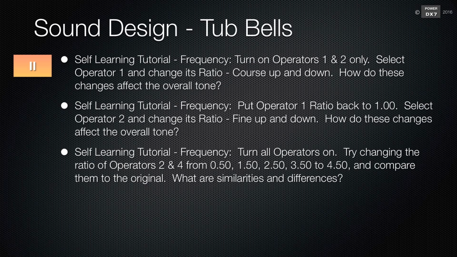Turn all operators on. Try changing the ratio of operators 2 and 4 from 0.50, 1.50, 2.50, 3.50 to 4.50. What are the similarities and differences to the original tube bell's tone?